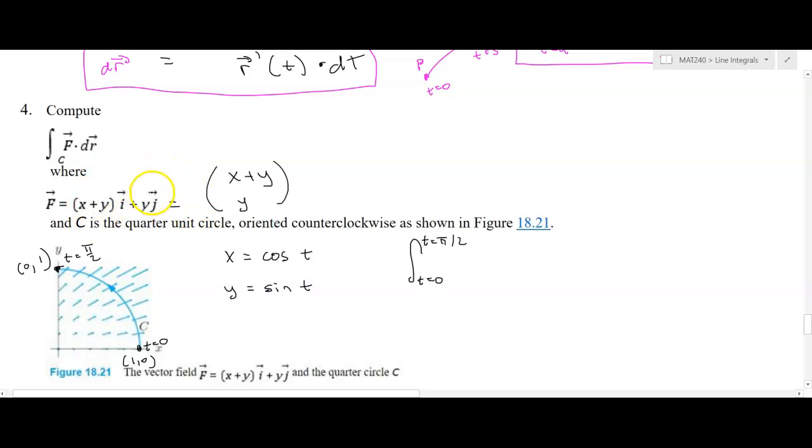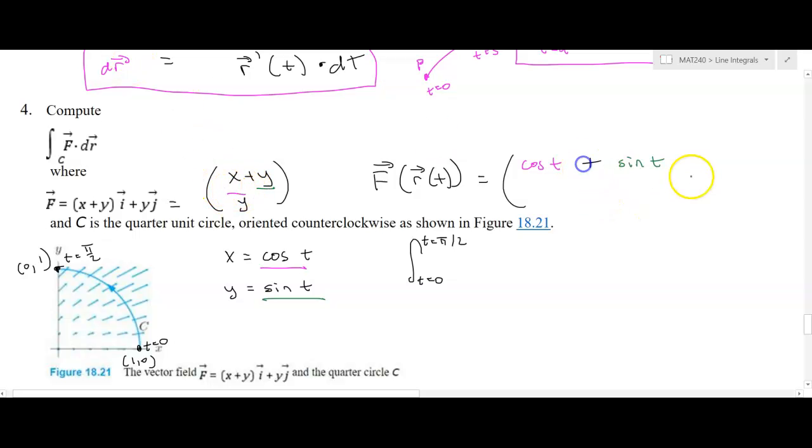the force vector evaluated at my position. Okay, so I know I need everything in terms of t. X plus y simply won't do when I'm integrating dt, but I do know that x is equal to cosine of t, and I know that y is equal to sine of t. So if in my vector here I replace x with cosine of t, and I replace y with sine of t, so there's my y, there's my x.